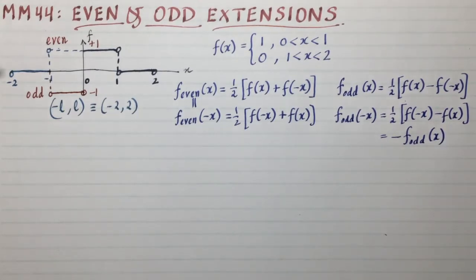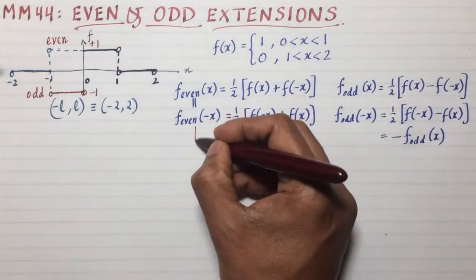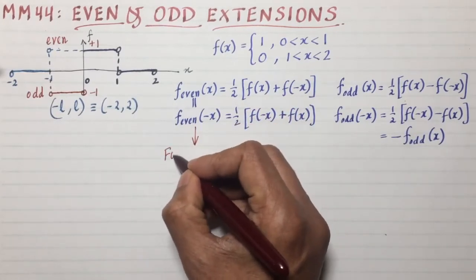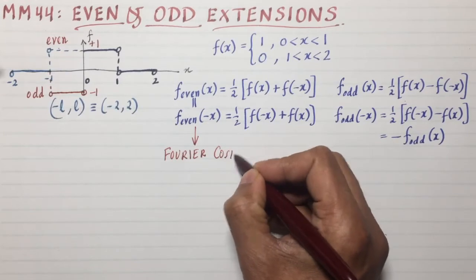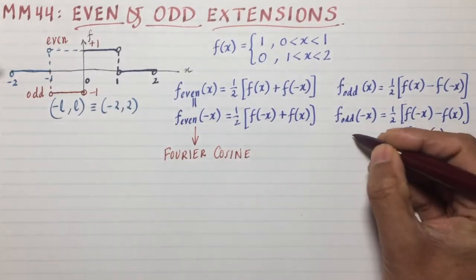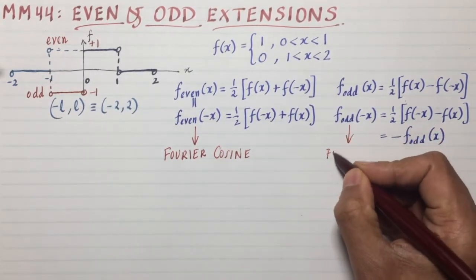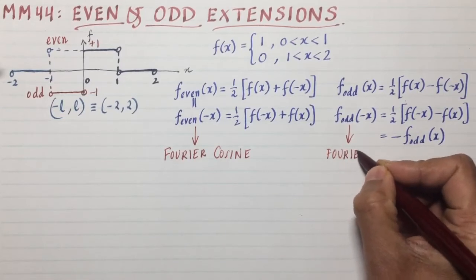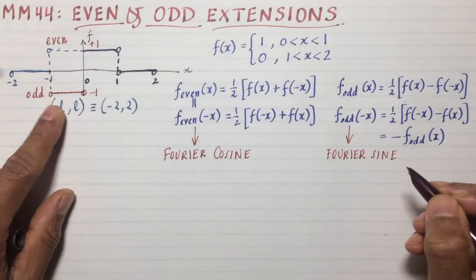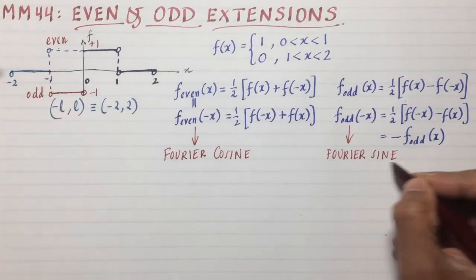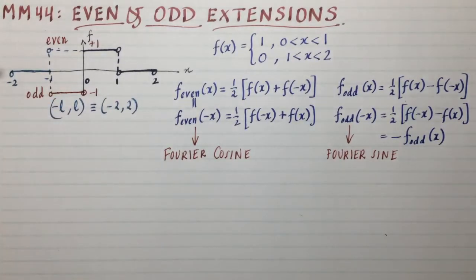Now when you have an even function, the series that you get is called the Fourier cosine series, and if you have the odd function, the series that you get is called the Fourier sine series. So in this particular example, if I do the odd example now, I can expect to see a Fourier sine series. The reason for this is quite simple.